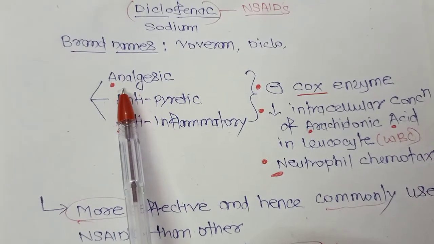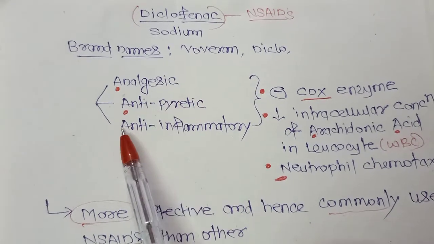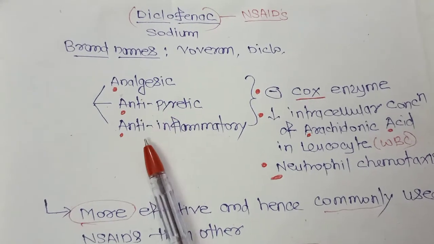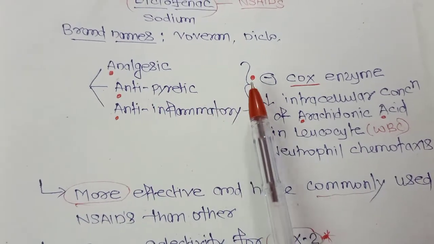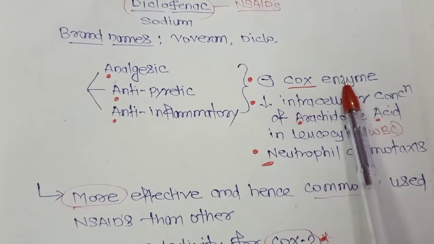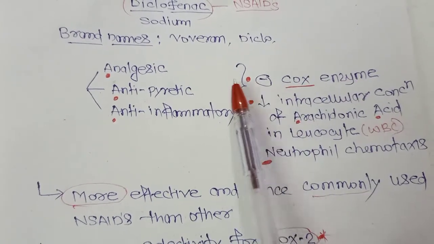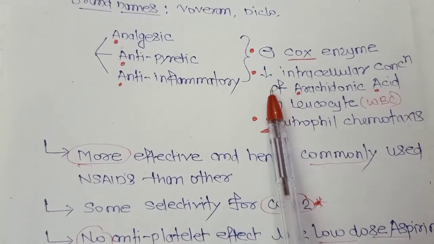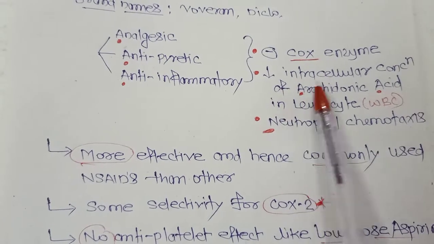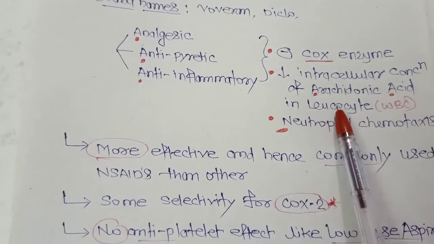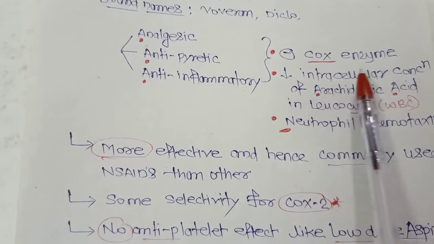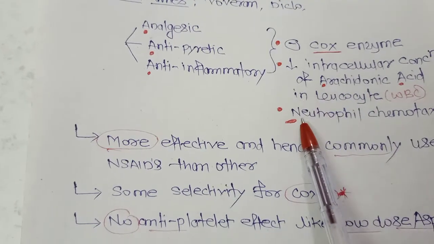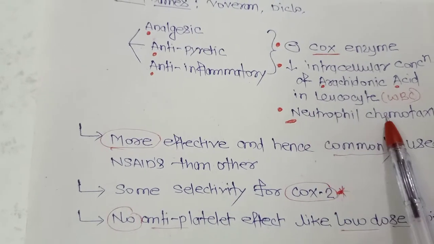It is used as an analgesic, antipyretic and anti-inflammatory drug. These actions are because of its inhibition of the cyclooxygenase enzyme, or COX enzyme. Because of that, it reduces the intracellular concentration of arachidonic acid in leukocytes, and it also reduces neutrophil chemotaxis.